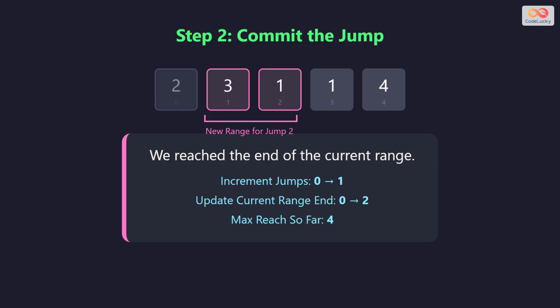Once we have finished scanning the current window, we know the best possible outcome. We have reached the end of our current range at index 2, so we must take a jump. We increment our jump counter to 1. Our new current range extends to the farthest point we found, which is index 4.